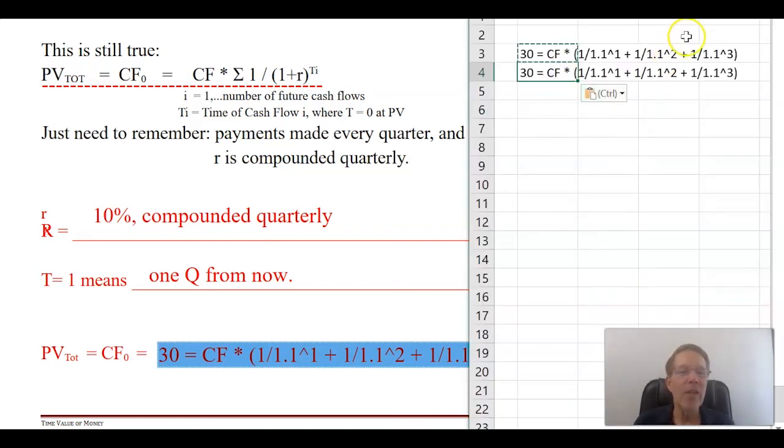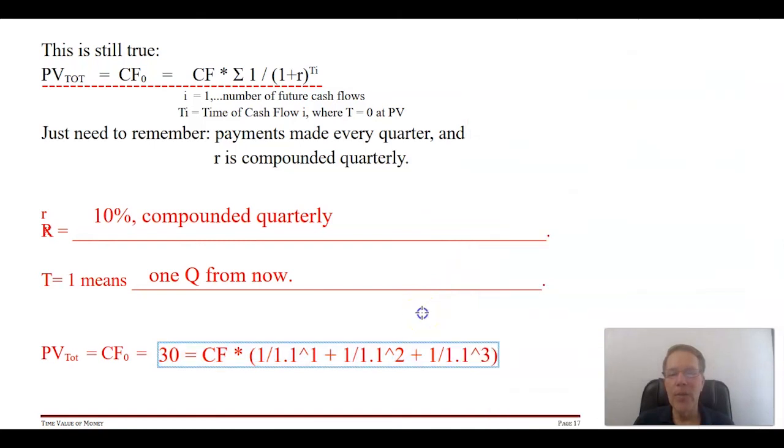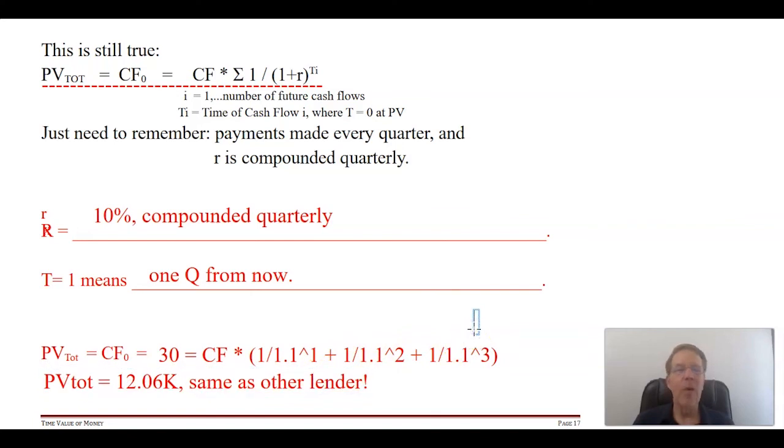Okay, let's bring this over to Excel and solve it together. Through the magic of algebra, I'm going to solve this for CF. So let's see if we can solve that. And we get $12,060, essentially exactly what we had found in the previous example. So we get 12.6K, which is exactly the same as what we got for the other lender.